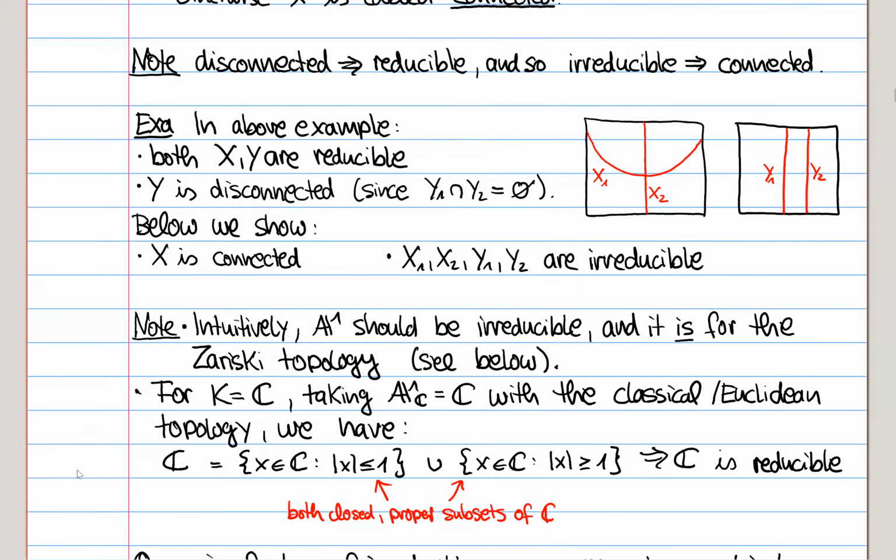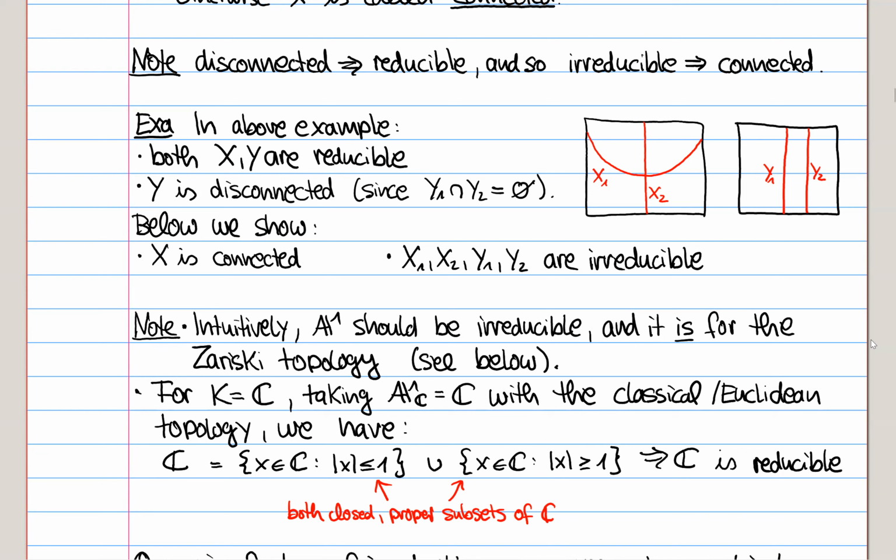One remark is that intuitively, you would hope that a very simple affine variety, like for example just A1, should be irreducible. It shouldn't be decomposable into smaller things. And for A1, we have very good control over what the closed subsets are. They're either A1 itself or a finite set. Using this, it's a short exercise to show that A1 is indeed irreducible. We're going to see this in a more principled way, in more generality later.